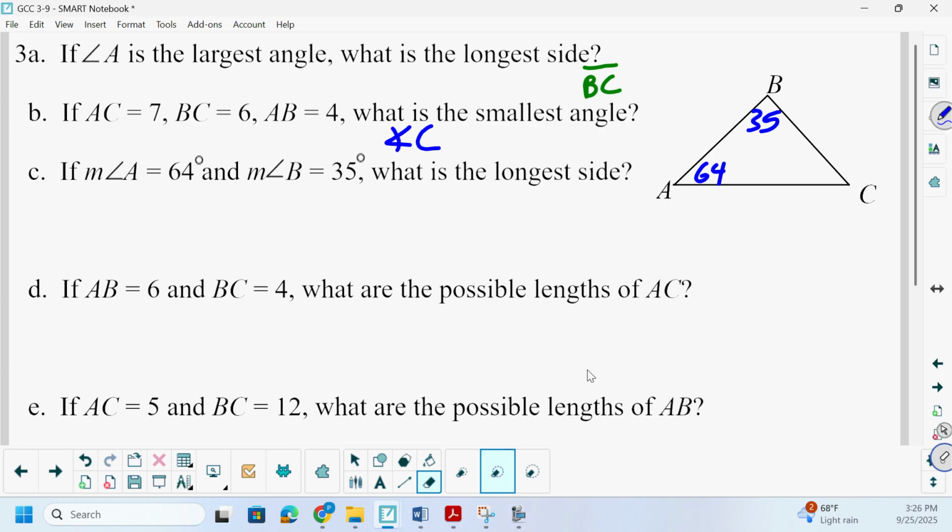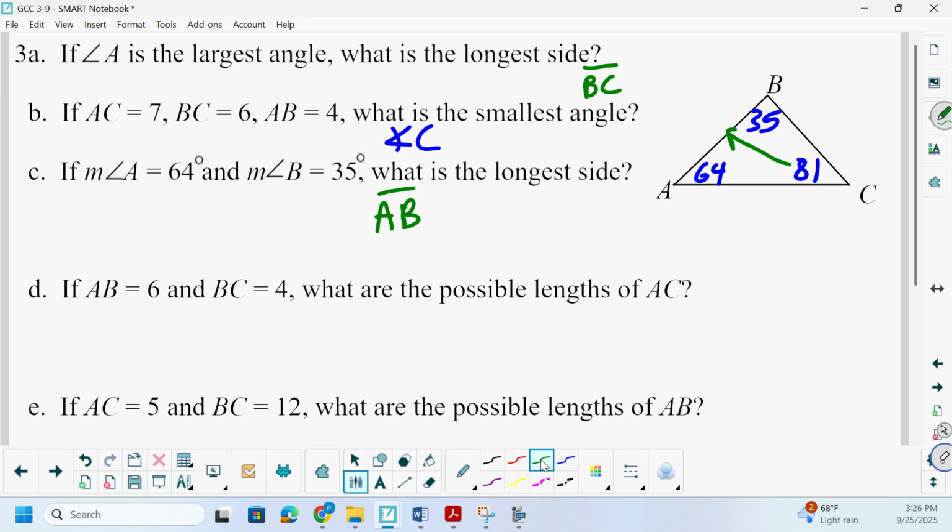All right, so together these give us 99. 180 minus 99 would give us 81. 81 is now the large angle. So therefore, the large side should be across from it. So you could either have AB with your segment line above it or BA. You can reverse the order of your letters in a segment or a line, but not a ray.